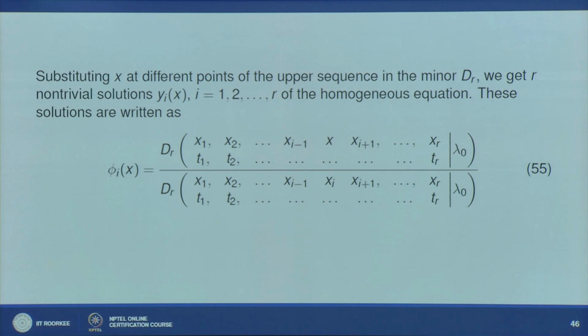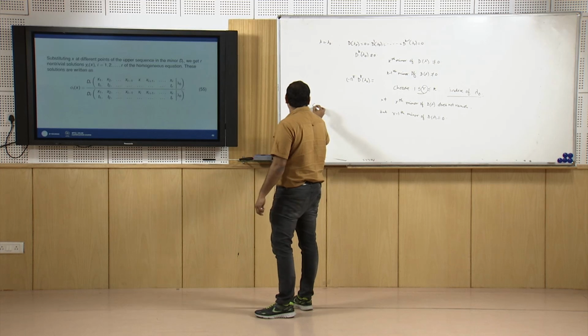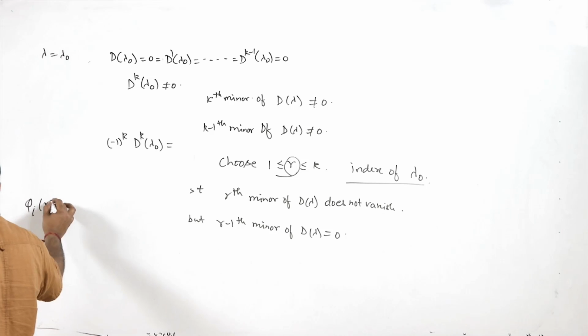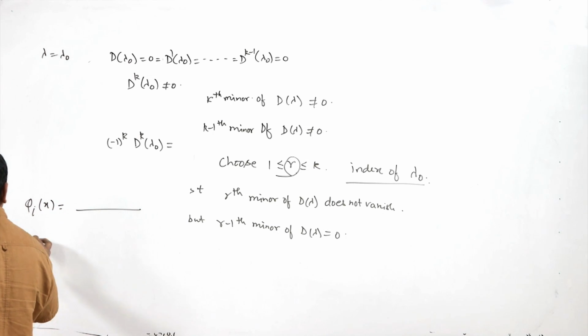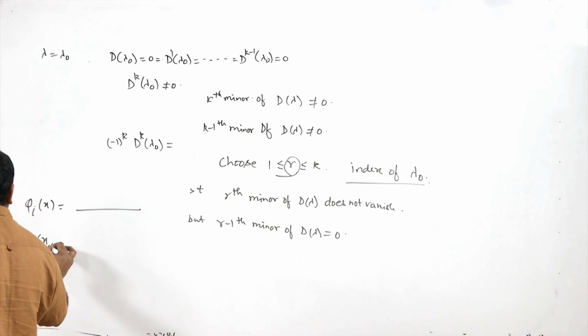Please look at the expression given in equation 55. If I represent phi of x by that expression, then if I look at phi of x_alpha, right.